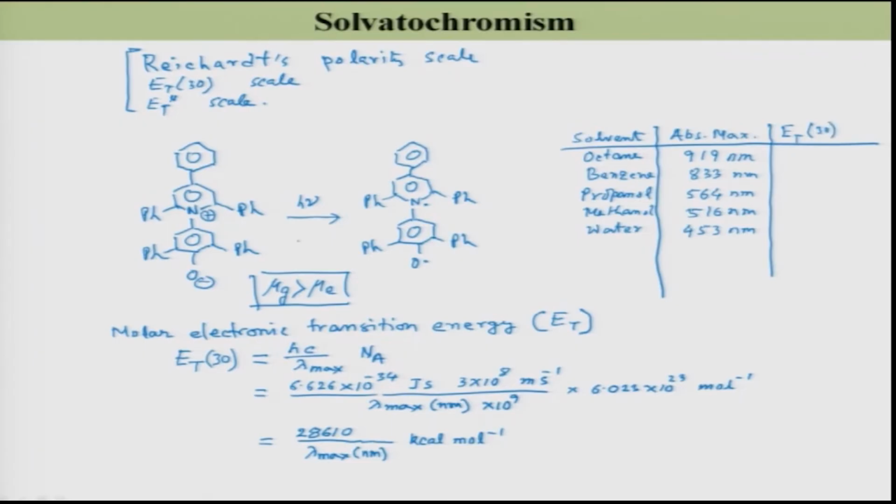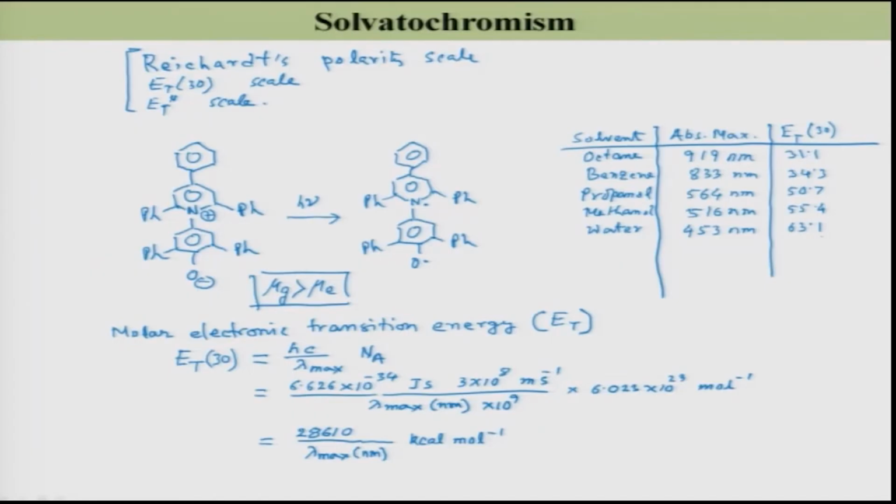So, if I now convert, I will get the different values of ET 30 from this equation. For this one, it is going to be 31.1, and this one is 34.3, this is 50.7, this is 55.4 and this is 63.1. It means that this particular solvent octane has a corresponding value of 31.1. For this particular dye, this is the molar transition energy, the ET 30 value.